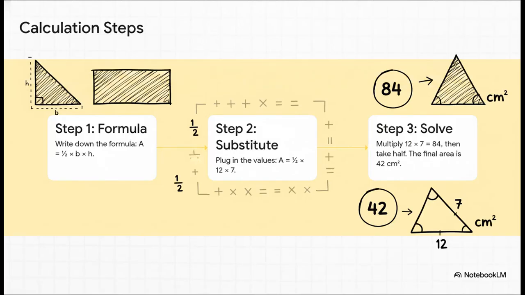Let's plug these in. So, step 1, write out the formula. A equals 1/2 BH. Step 2, swap in the numbers. That gives us A equals 1/2 times 12 times 7. Now we just do the math. 12 times 7 is 84. And what's half of 84? It's 42. So our area is 42.